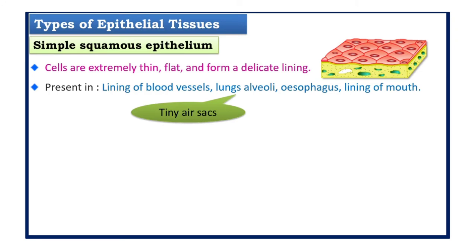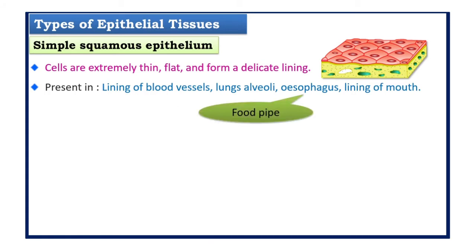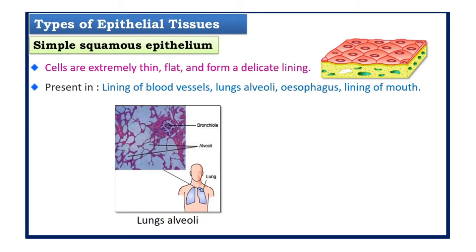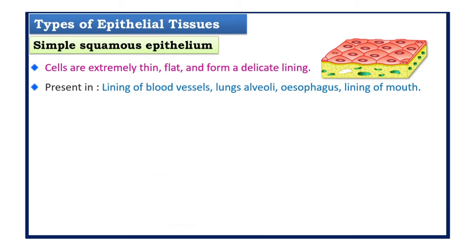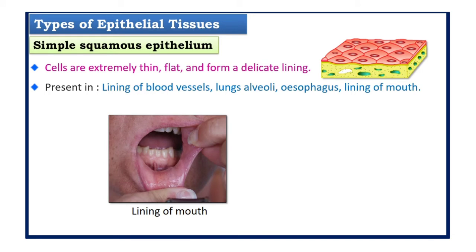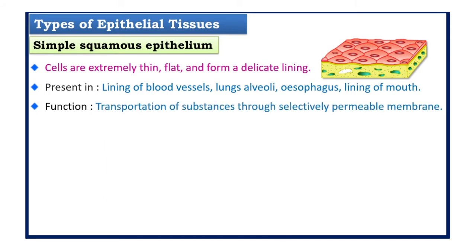Alveoli, that is the tiny air sacs. It is present in the esophagus, that is the food pipe, and the lining of the mouth. So this is the location of the simple squamous epithelial cells. The function of this cell is transportation of substances through a selectively permeable membrane, that is the plasma membrane.